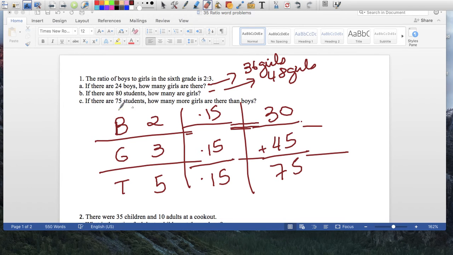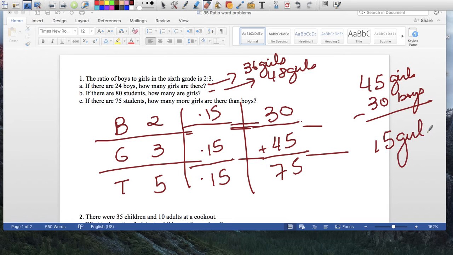But the question said, how many more girls are there than boys? Well, there are 45 girls. There are 30 boys. So there are more girls. How many more? There are 15 more girls. So that's the answer to letter C.